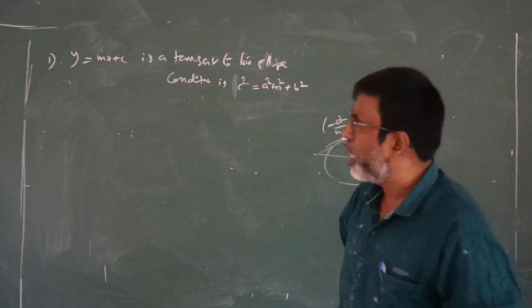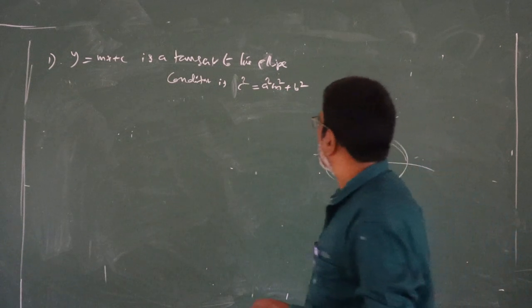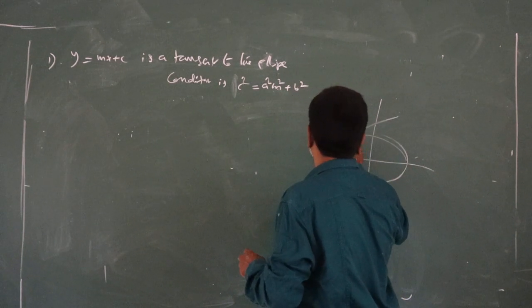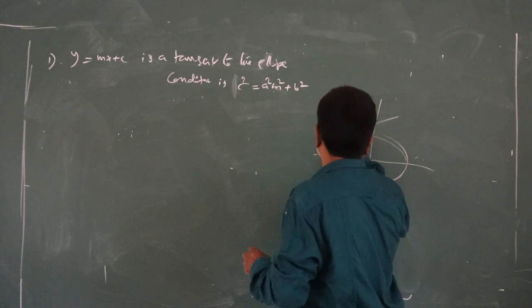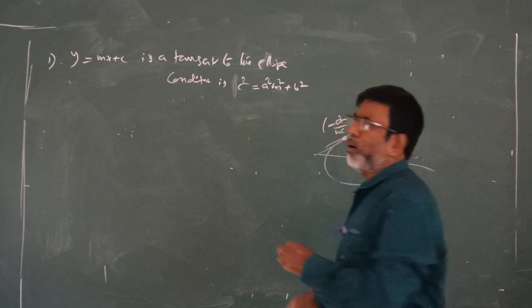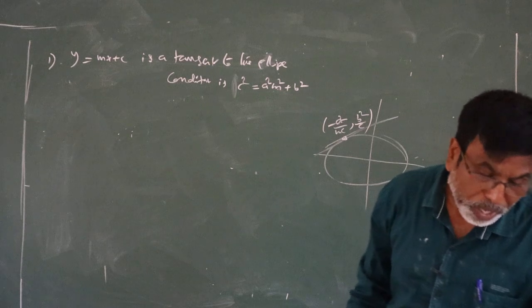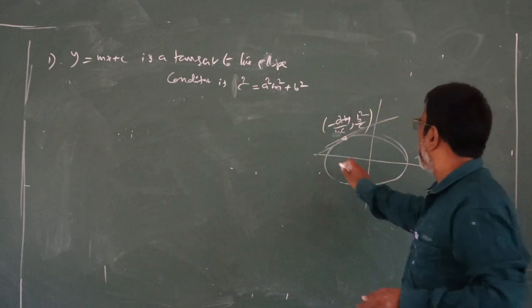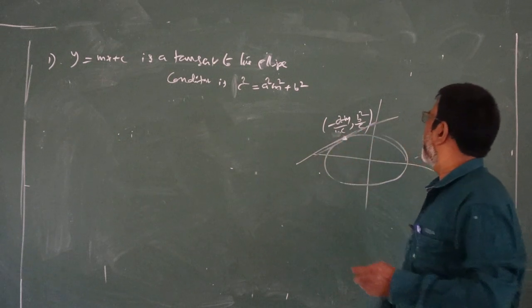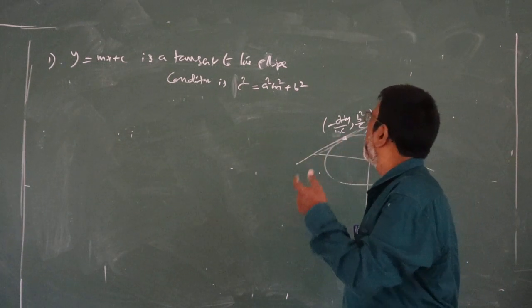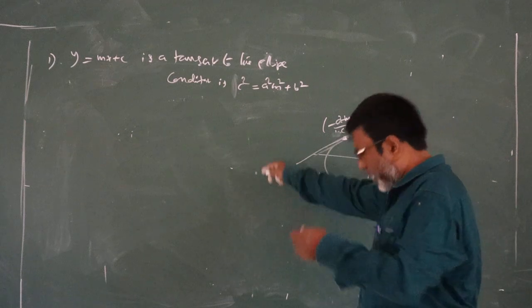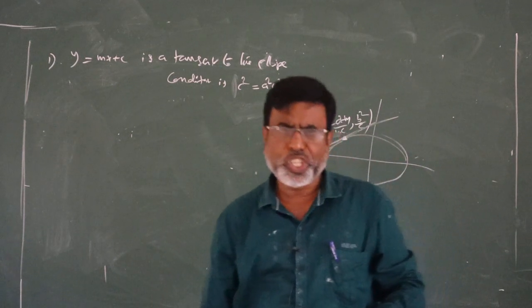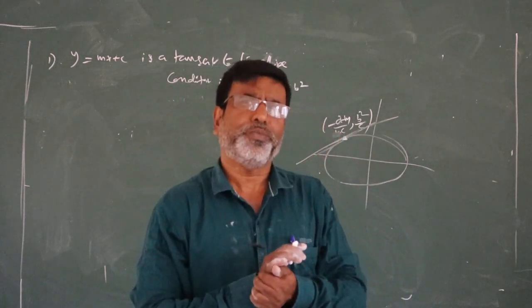The point of contact is minus a square m by c comma b square by c. This is the formula, using this point of contact. The point of contact is taken as minus a square m by c comma b square by c. This is the tangent condition.